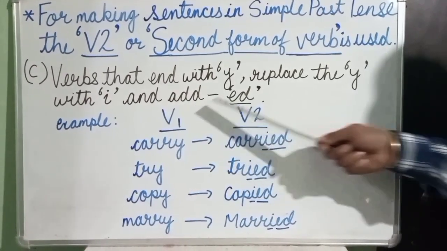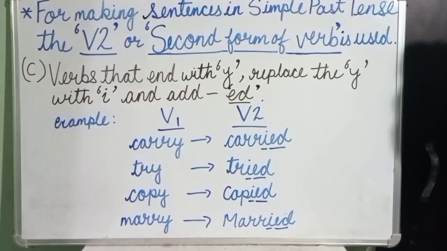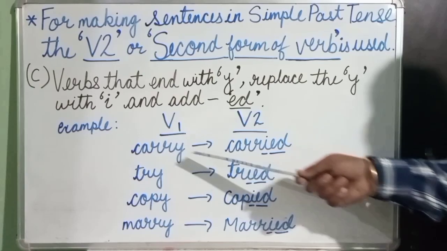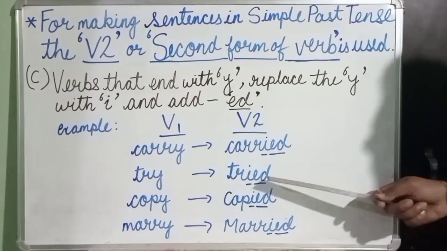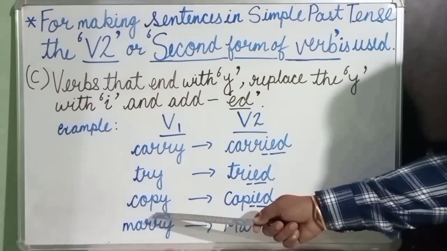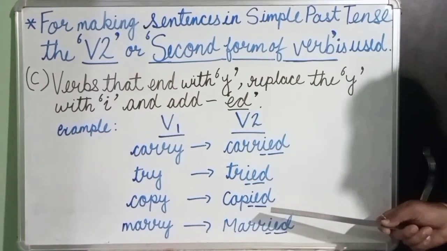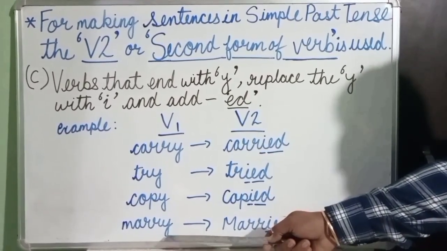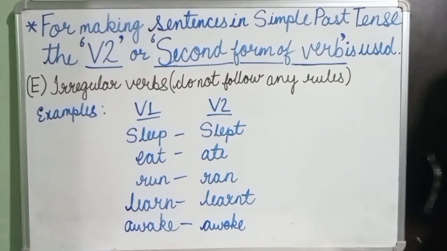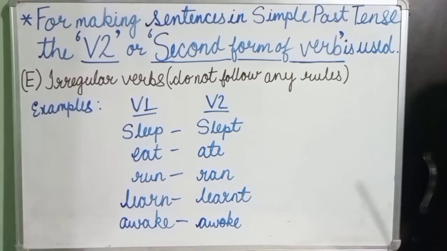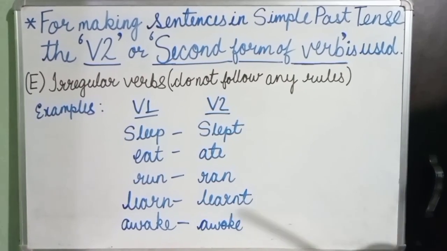Now for the verbs that end with y, we have to replace y with i and add ed. For example, carry becomes carried. Try becomes tried. Copy becomes copied. Marry becomes married.